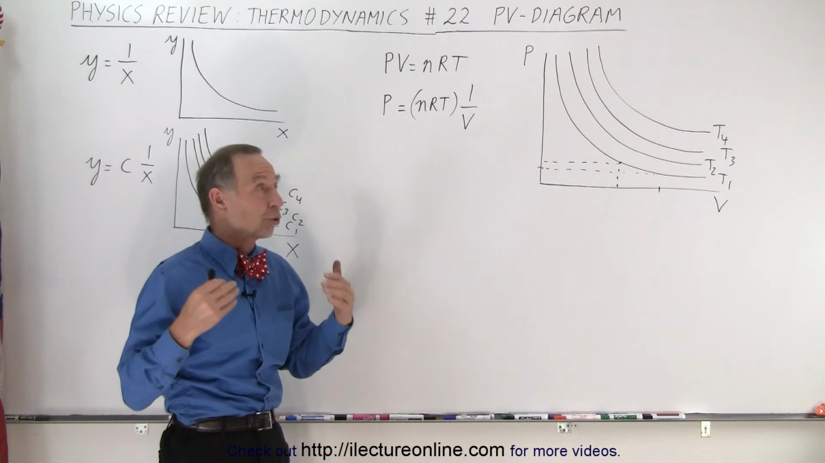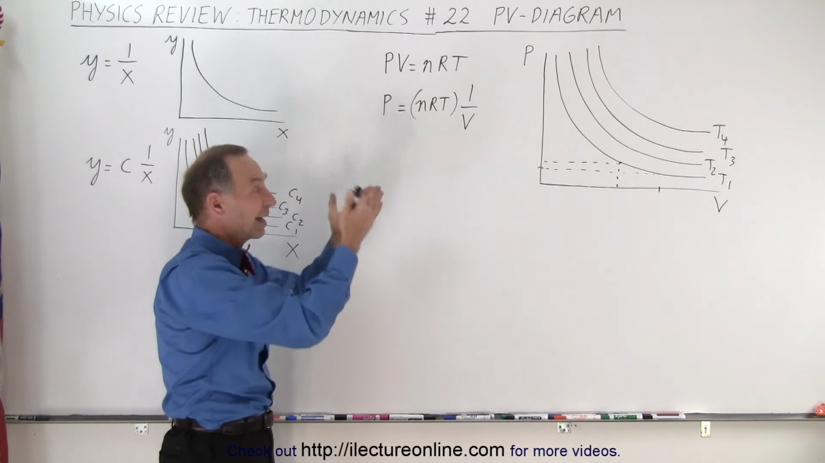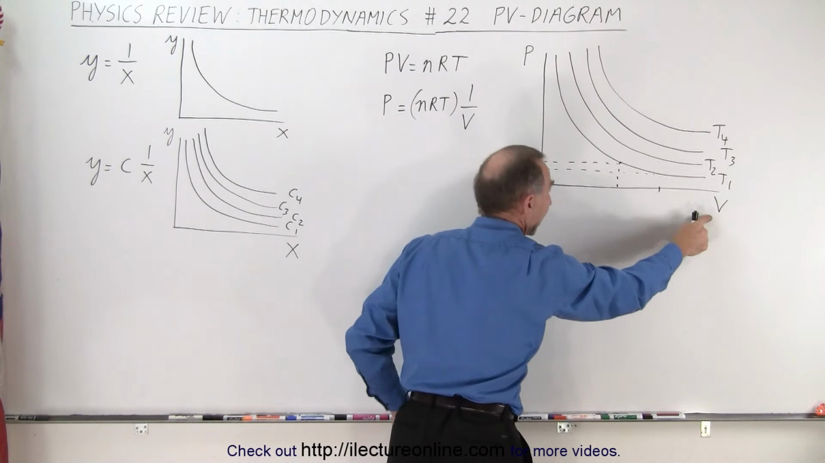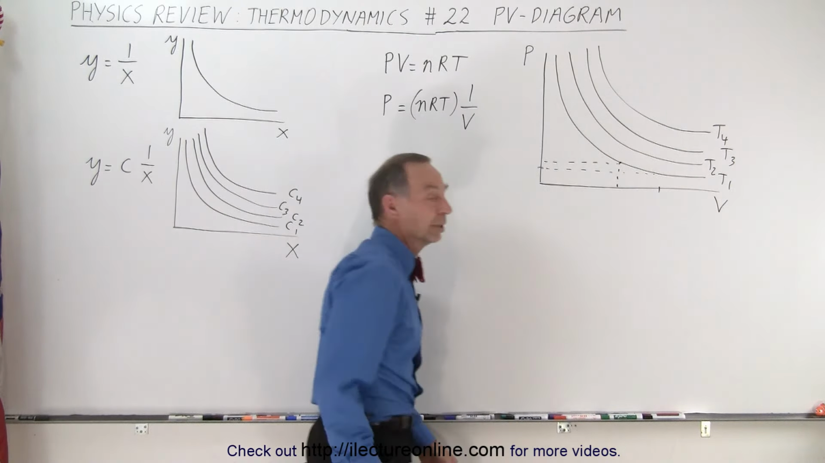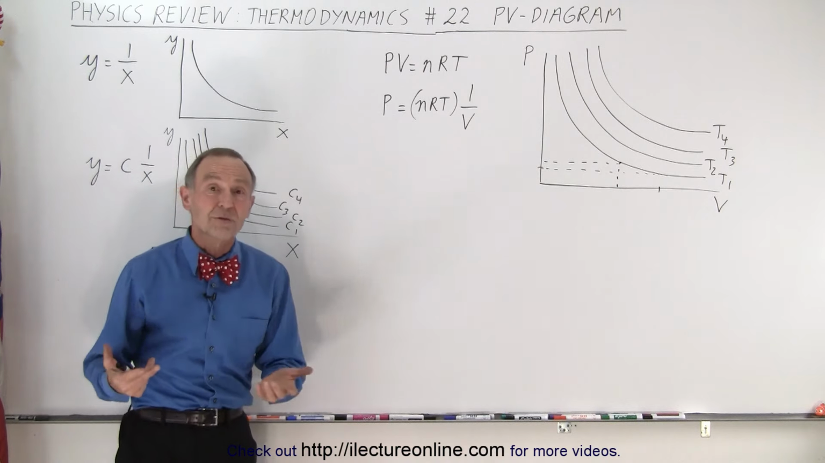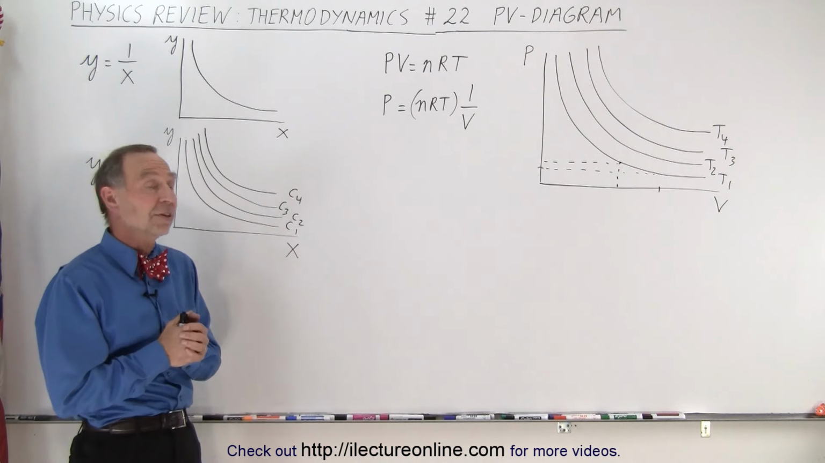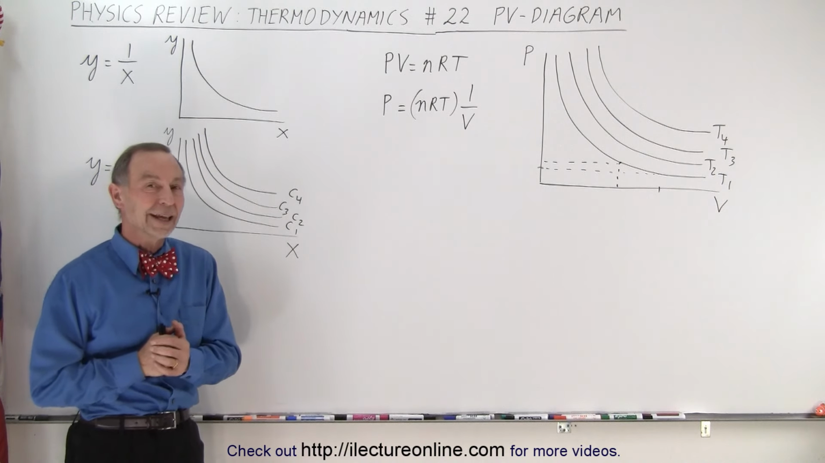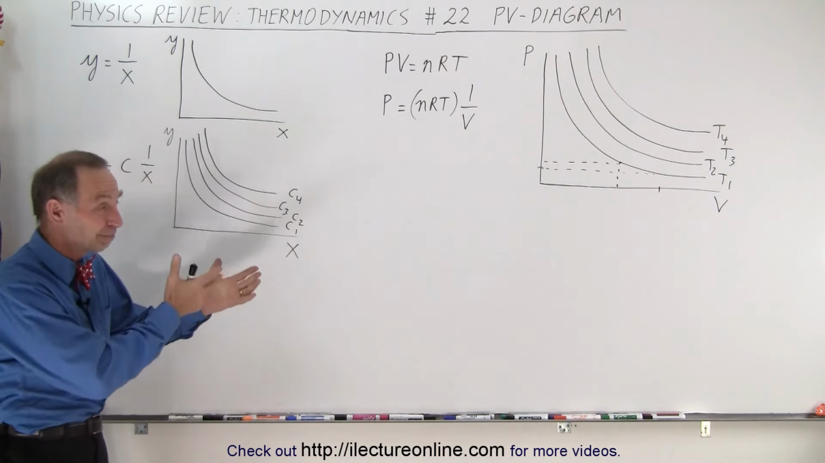So if you ever hear the term PV diagram, that's exactly what they're talking about. It's a relationship between the pressure and the volume of a gas for a particular temperature. And now that we know that, we're going to use that for the various thermodynamic processes, even for those where the temperature doesn't remain constant. But we'll get to that in a later video. And that is how it's done.